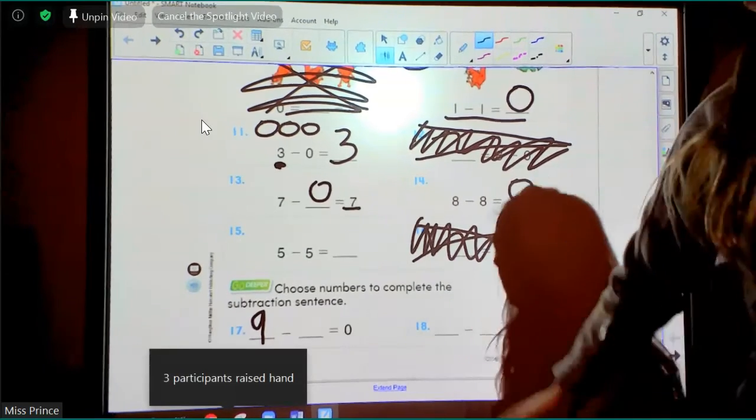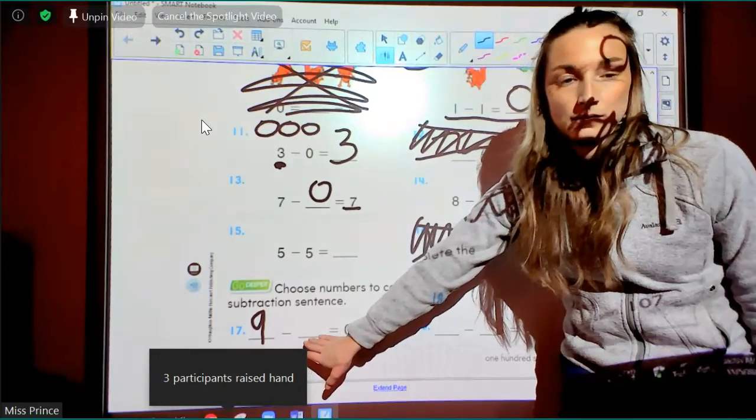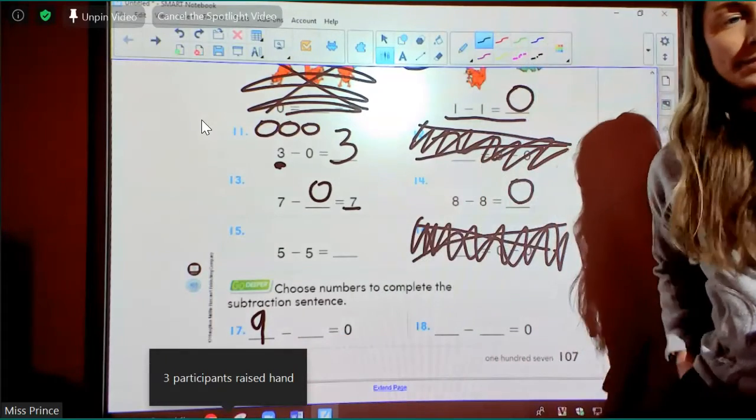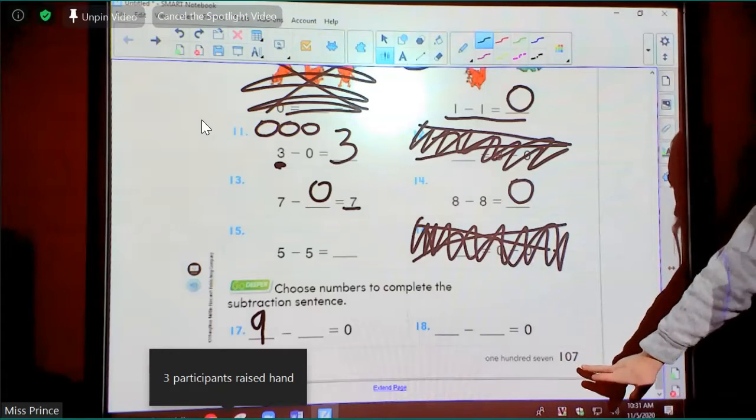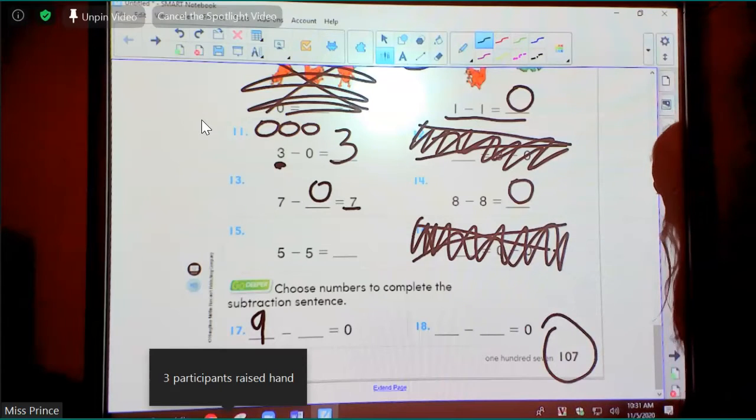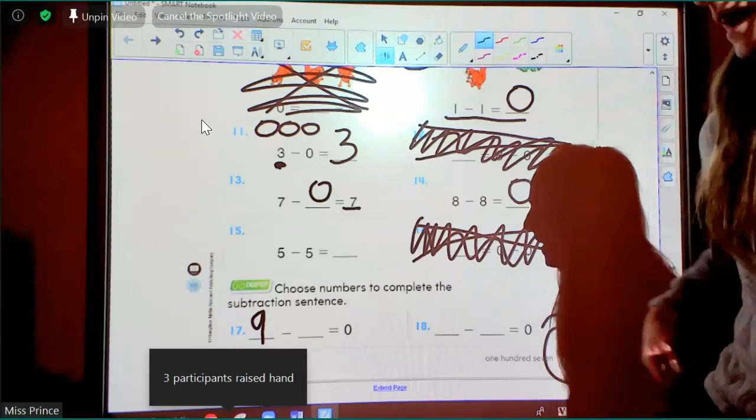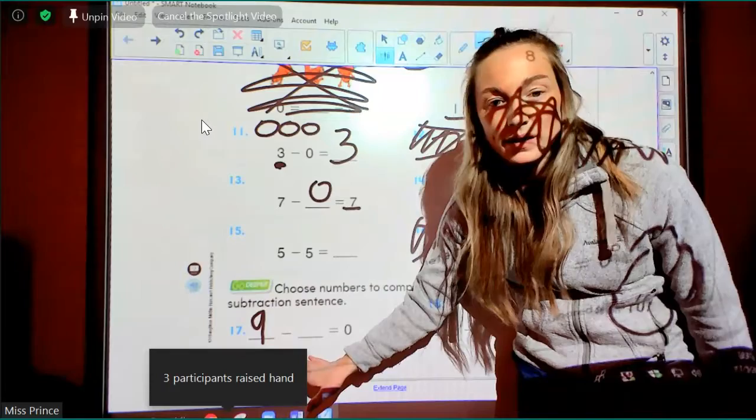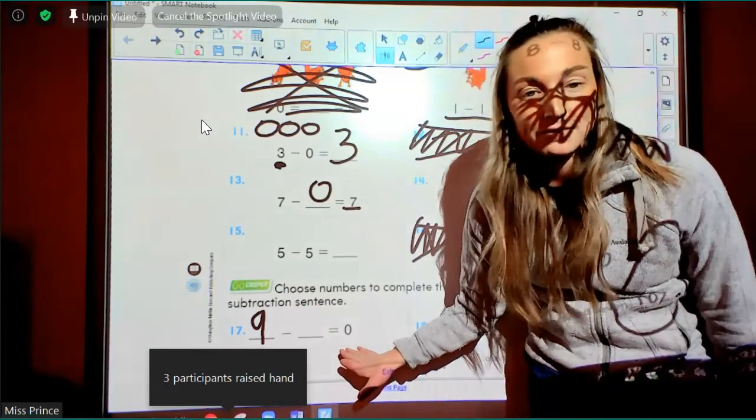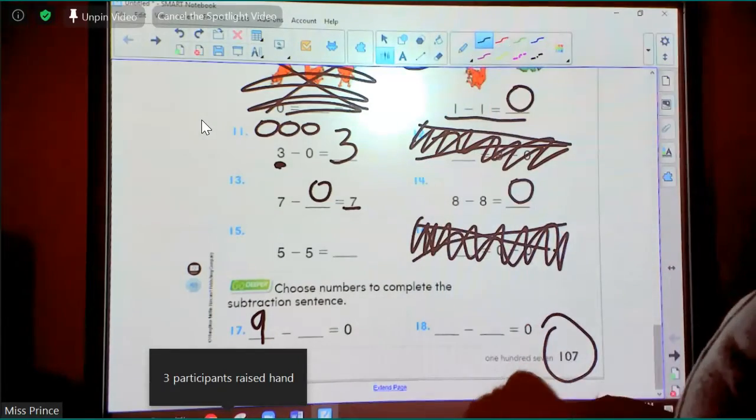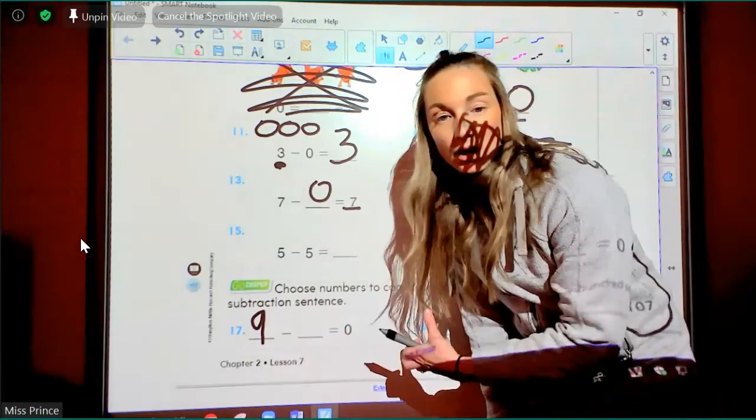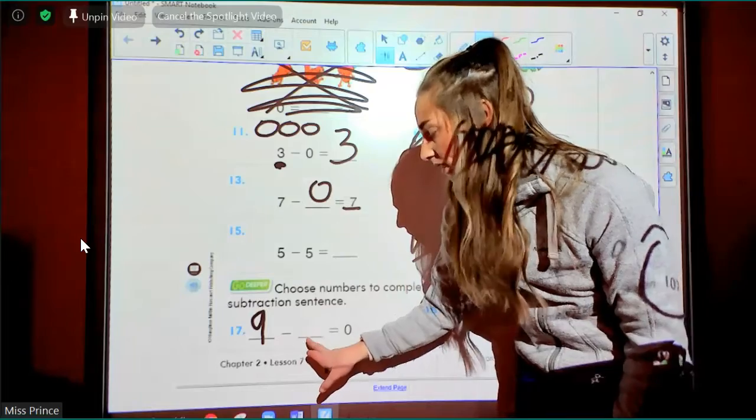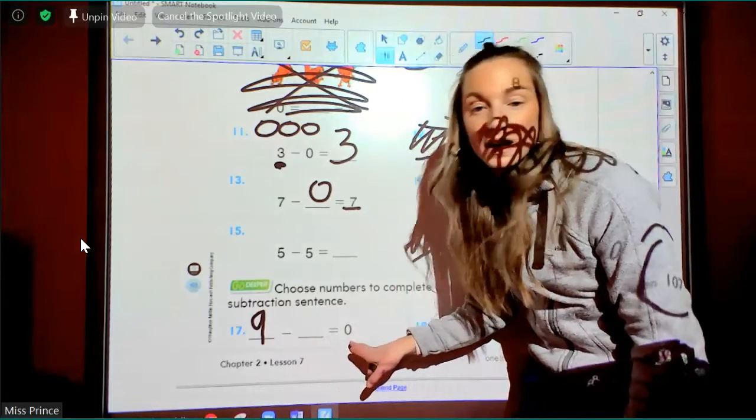Keela, what number is going to go right here? I don't know what page you're on. 107. Look here. 107. So I'm starting with 9. I need to take away something, and then what I'll have left with is 0. So what am I going to take away? 0. If I take away 0, 9 take away 0, I'm going to still have 9. I need to figure out what I'm taking away so that at the very end I have 0 left over.